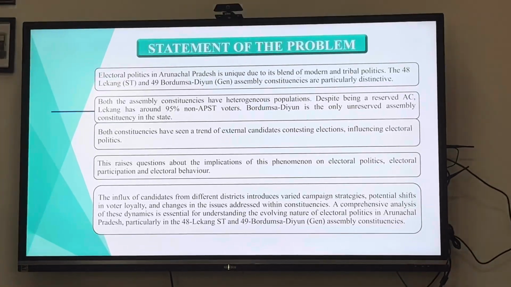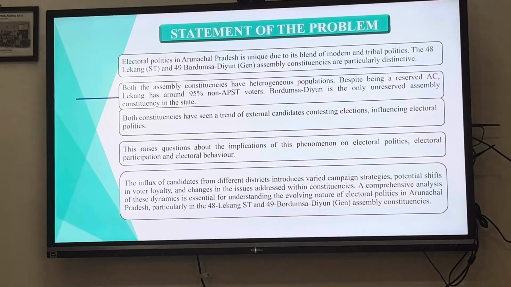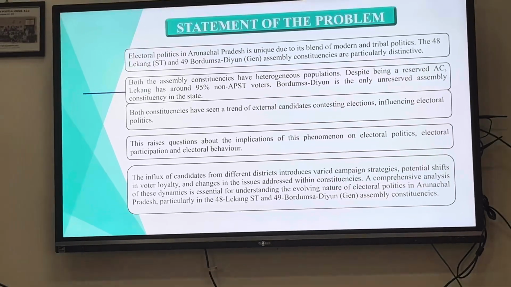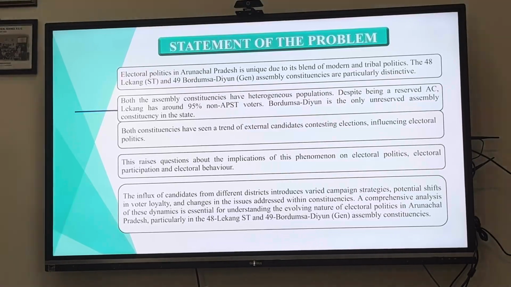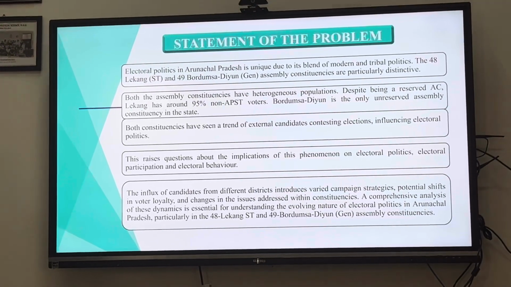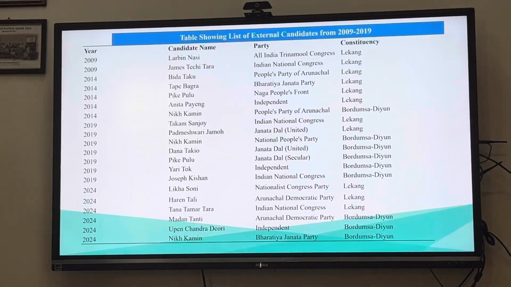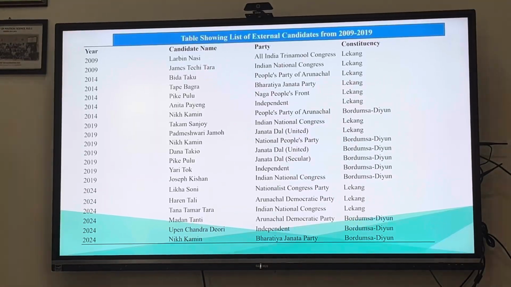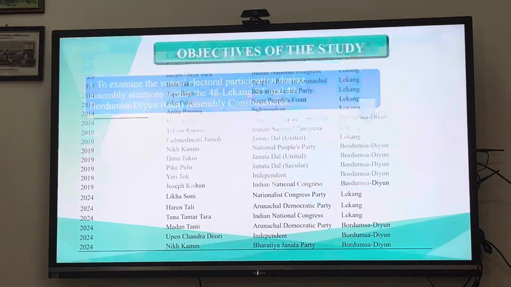Both the constituencies have seen the trend of external candidates contesting election there. It started in 2009, and these phenomena raise some questions regarding the electoral politics, electoral participation, and electoral behavior of the people there, the voters there. These are the list of the candidates so far which has contested election in Lekam and Bodumsa Dayun.